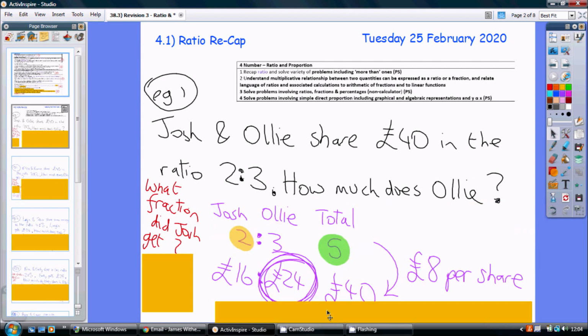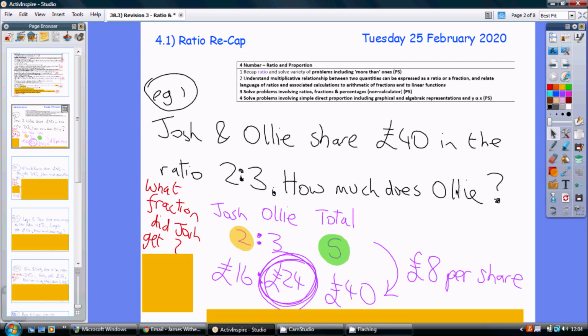So what we did, we set up two columns, a Josh and an Ollie column. So we said Josh has got 2 shares, and Ollie has 3. So that's 5 shares in total. Now on this question, the £40 is the total that's being shared. So the £40 goes into the total column. So how much is each share worth? Well, 5 shares are worth £40. So you do £40 divided by 5 to work out that each share is worth £8.